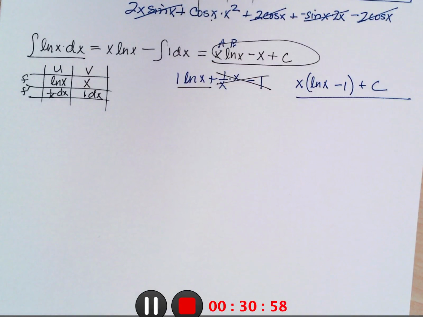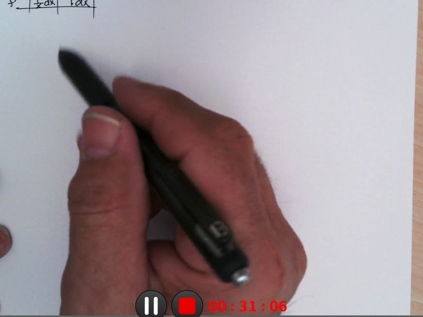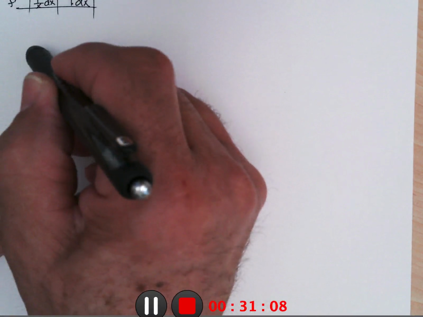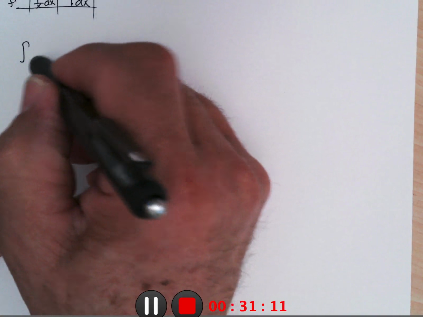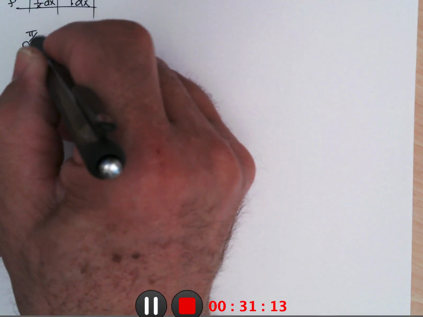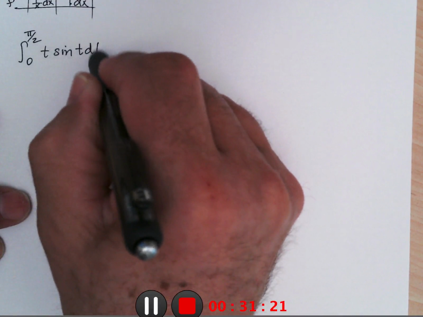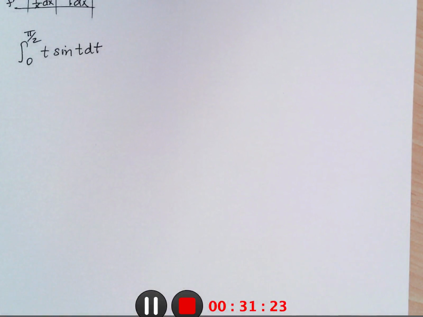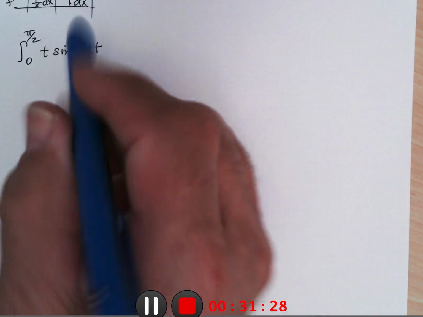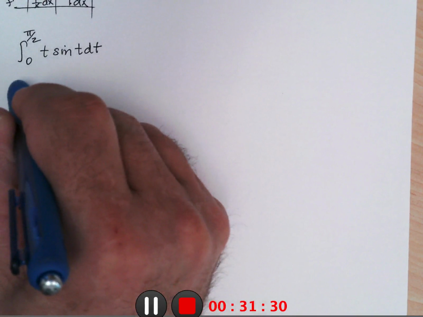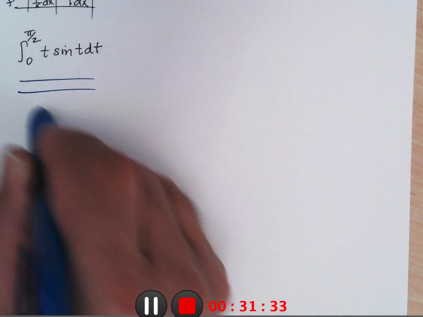Okay, now let's go on. Let's do another one. What would happen if we had to do the antiderivative of a definite integral from 0 to pi over 2 of something like t sine t dt? Well, we've done something like that already, but I'll do it again here. I'll make my table. I'm doing it in blue here.